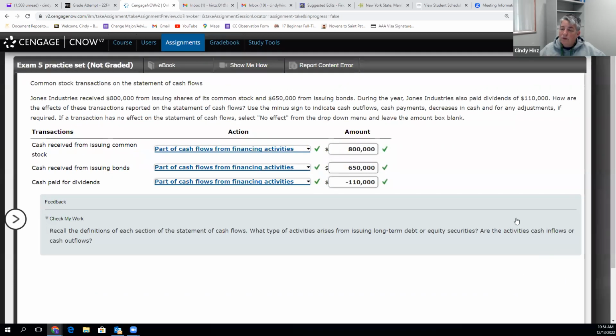And so those are the most common transactions that you're going to see on the cash flow statement in the financing activities section. We could also see buying back our own stock as treasury stock, which would be a cash outflow shown as a negative. Paying back what we borrowed would be a cash outflow shown as a negative.